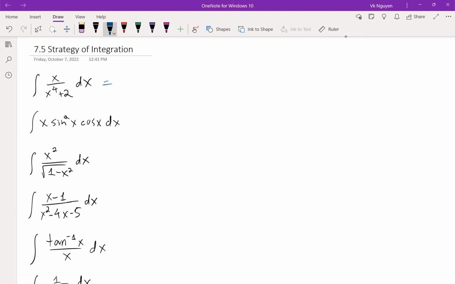This is a rational expression. However, we cannot factor the denominator, and so it is not possible to use partial fraction. Notice that we can write x to the 4th as x squared to the power 2. So the strategy here is to use u-substitution and set u equal to x squared.